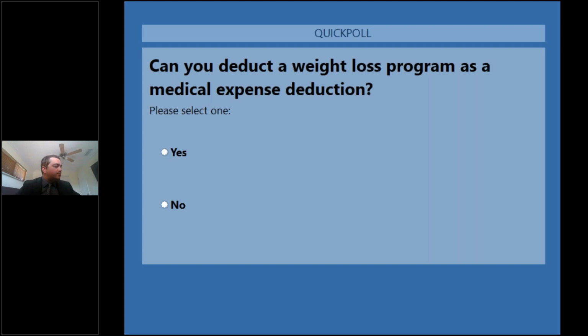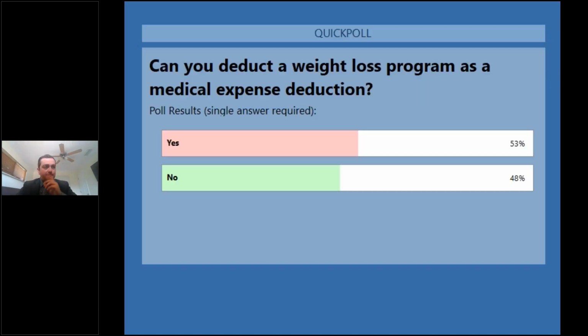All right, I'm closing it now. So we've got, again, another split, 53% saying yes and 48% saying no. Oh, fantastic. I'm asking very good questions then today. I'm very happy with the split here. And I'll be honest, this is a bit of a trick question.